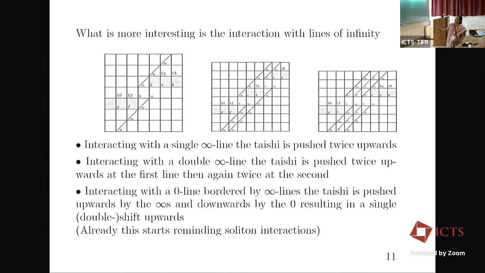So this is the interesting interaction of Taishi with the line of infinities in both the cases. Already this starts reminding of soliton interactions. So look at this. Action is happening here. After that it continues without any loss of generality. Similarly here also, this is the action zone, and here also this is the action zone, and it continues with the same structure.